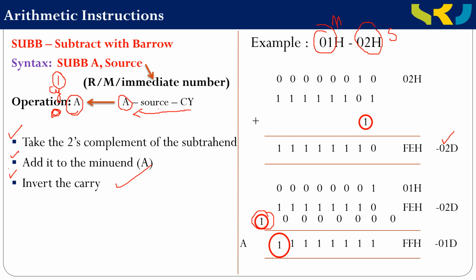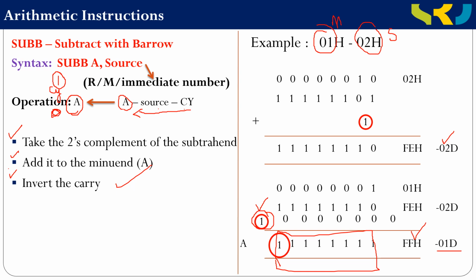It is common. Why? Because 1 is less than 2. That means we require the borrow, so the carry will be equal to 1 only. And our result available in the accumulator is all ones. All ones is nothing but FF. FF in decimal is equal to minus 1. So this is our answer. I think you may have understood the subtraction operation with this example.